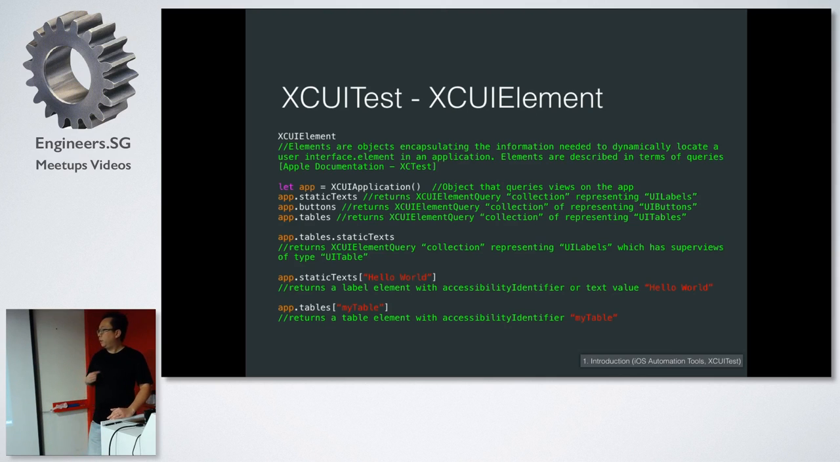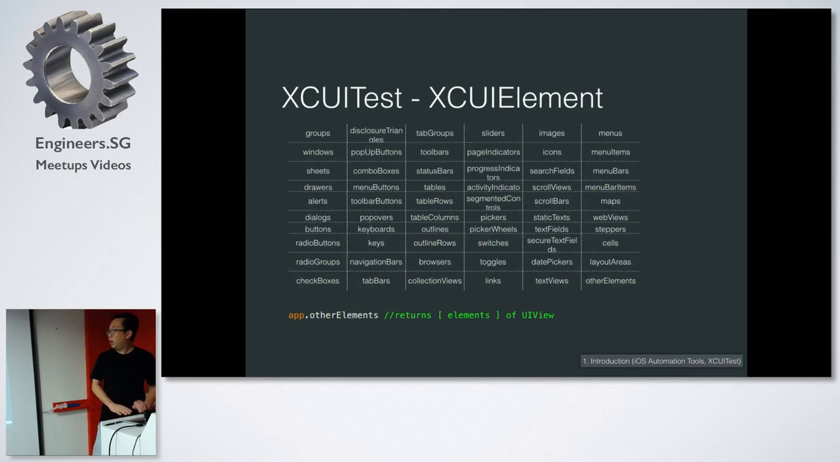We can filter the queries by using the identifier. For example, app.staticTexts["Hello World"] returns a label element with the accessibility label or text value Hello World. app.tables["My Table"] returns a UITable element with accessibility label My Table. Here are the other XCUIElements that the API provides: windows, sheets, buttons, keys, toggles, and the last one, app.otherElements, which returns the subviews of anything that is of subtype UIView.